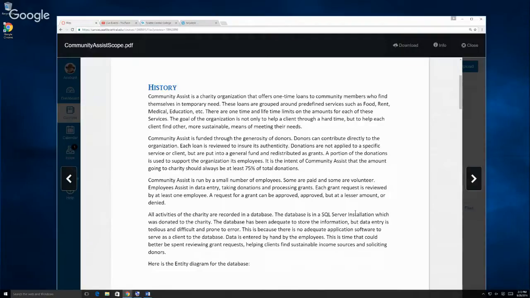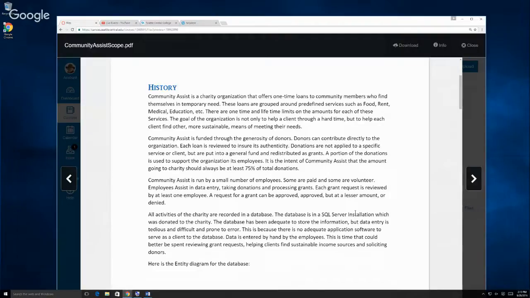Okay, so Community Assist is a charity organization that offers one-time loans to community members who find themselves in temporary need. The loans are grouped around predefined services such as food, rent, medical, education, etc. And there are one-time and lifetime limits. So like, I'm not sure what the actual limits are, but like $500 for one time of food or something like that. They won't give you any more than that on one time. And maybe 2,000 if you ask them for 4 or 5 times. There's a limit for lifetime amounts too.